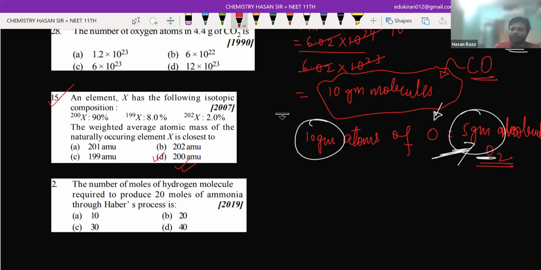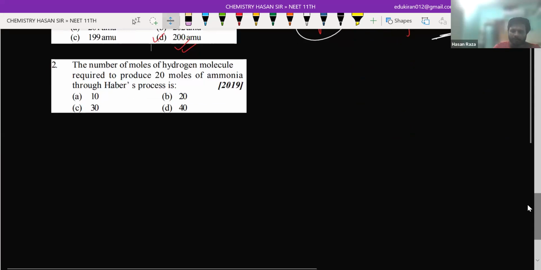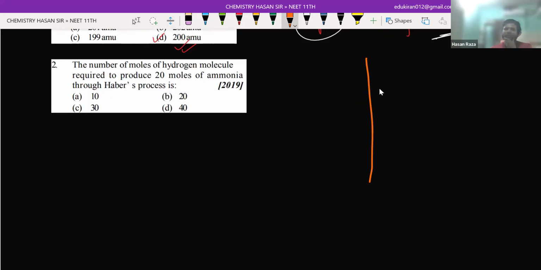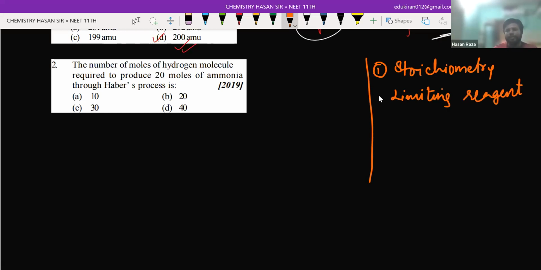Okay, moving to the next question, which is very important. I'm just going to write the topic here from which I'm going to give you questions, and you revise it and do some questions at home so that you'll be able to solve more and more questions. The first topic I'm going to give you is stoichiometry. So please read about it. Stoichiometry, limiting reagent, which is very important. Limiting reagent.